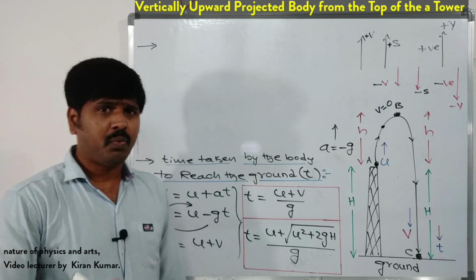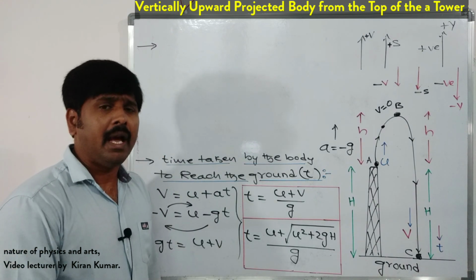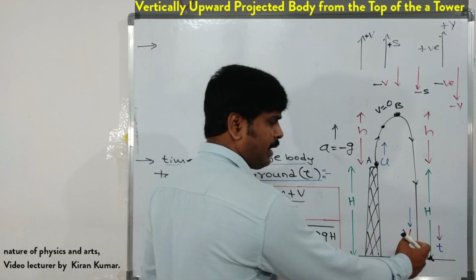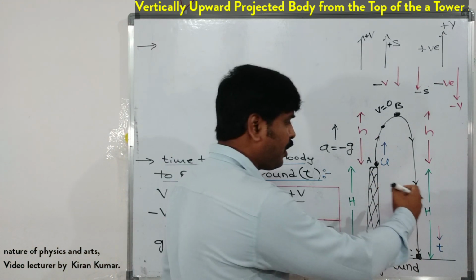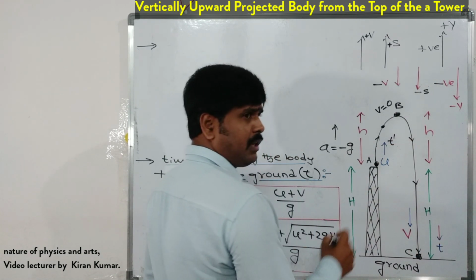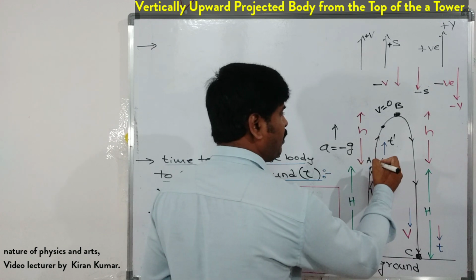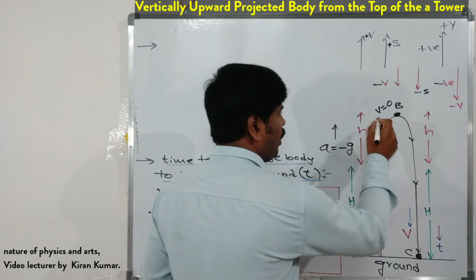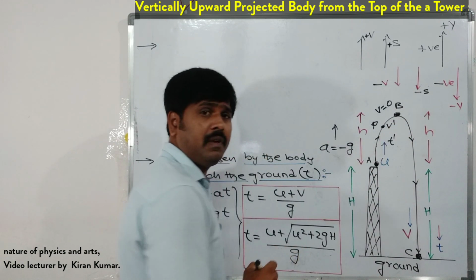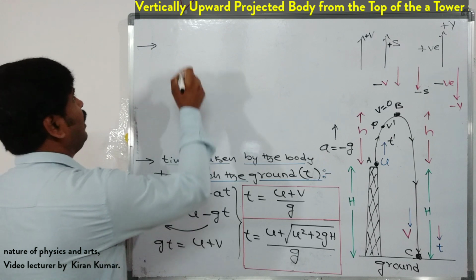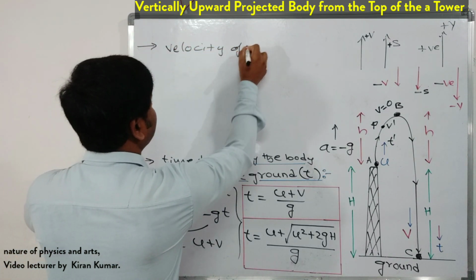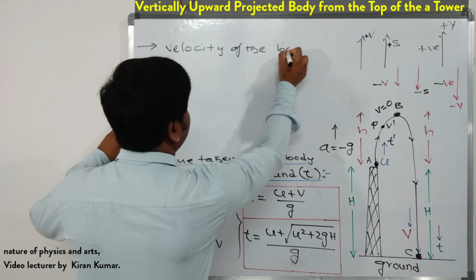Now we have to find the velocity of the body after t seconds. Here t is already taken for the time taken by the body to reach the ground, so that's why I am taking t dash. t dash is the time taken by the body to reach from position A to position P. There the velocity is v dash. v dash is the velocity of the body.